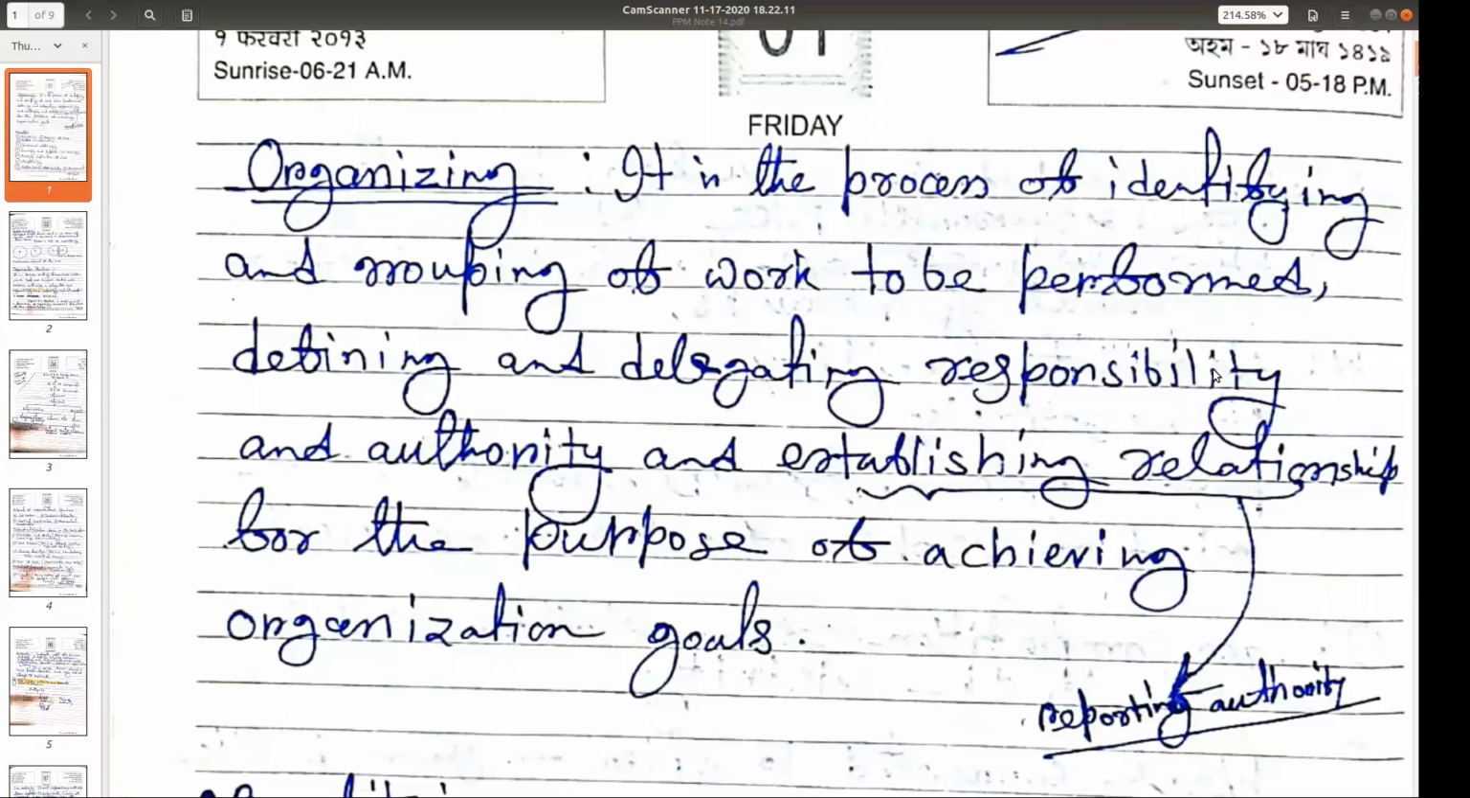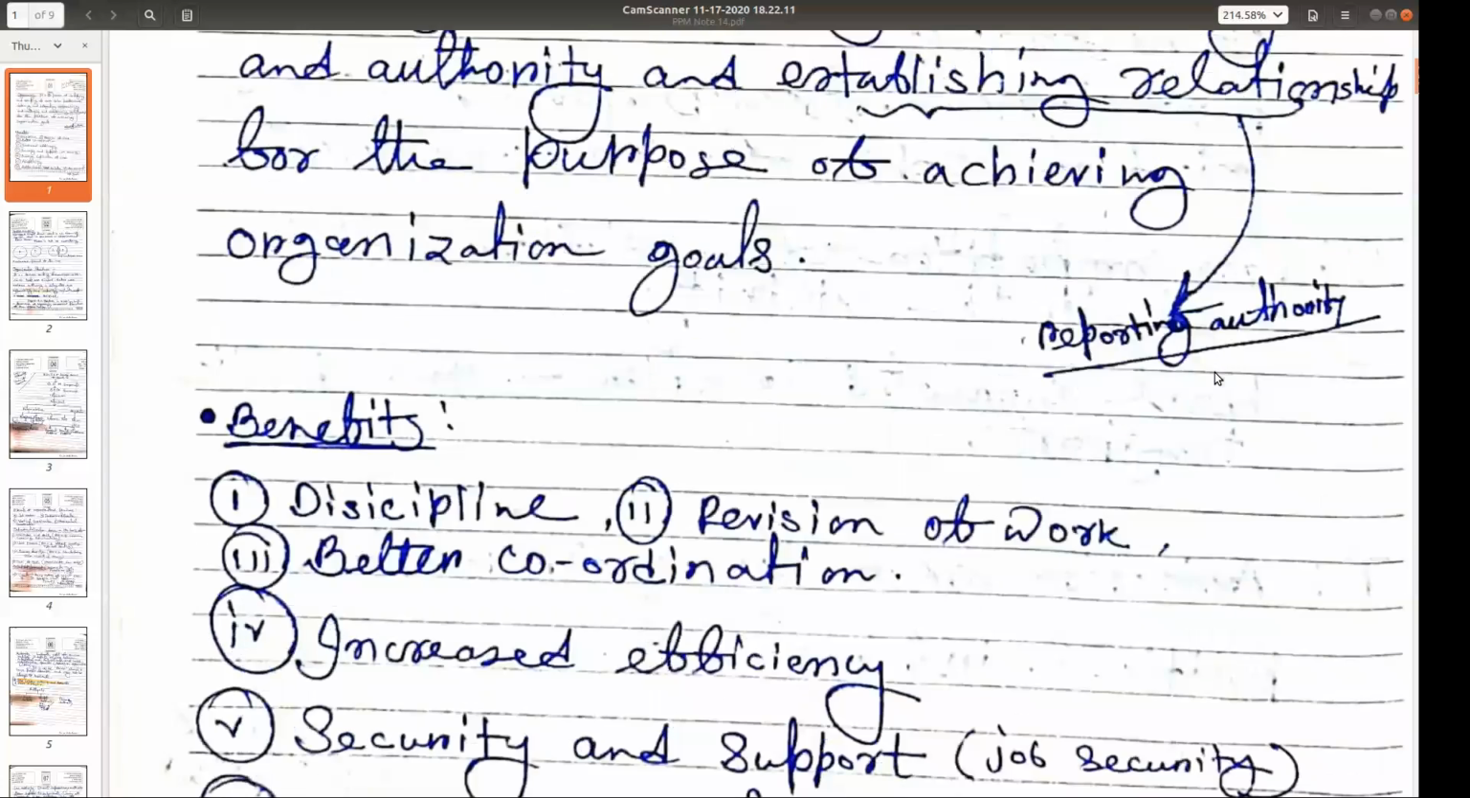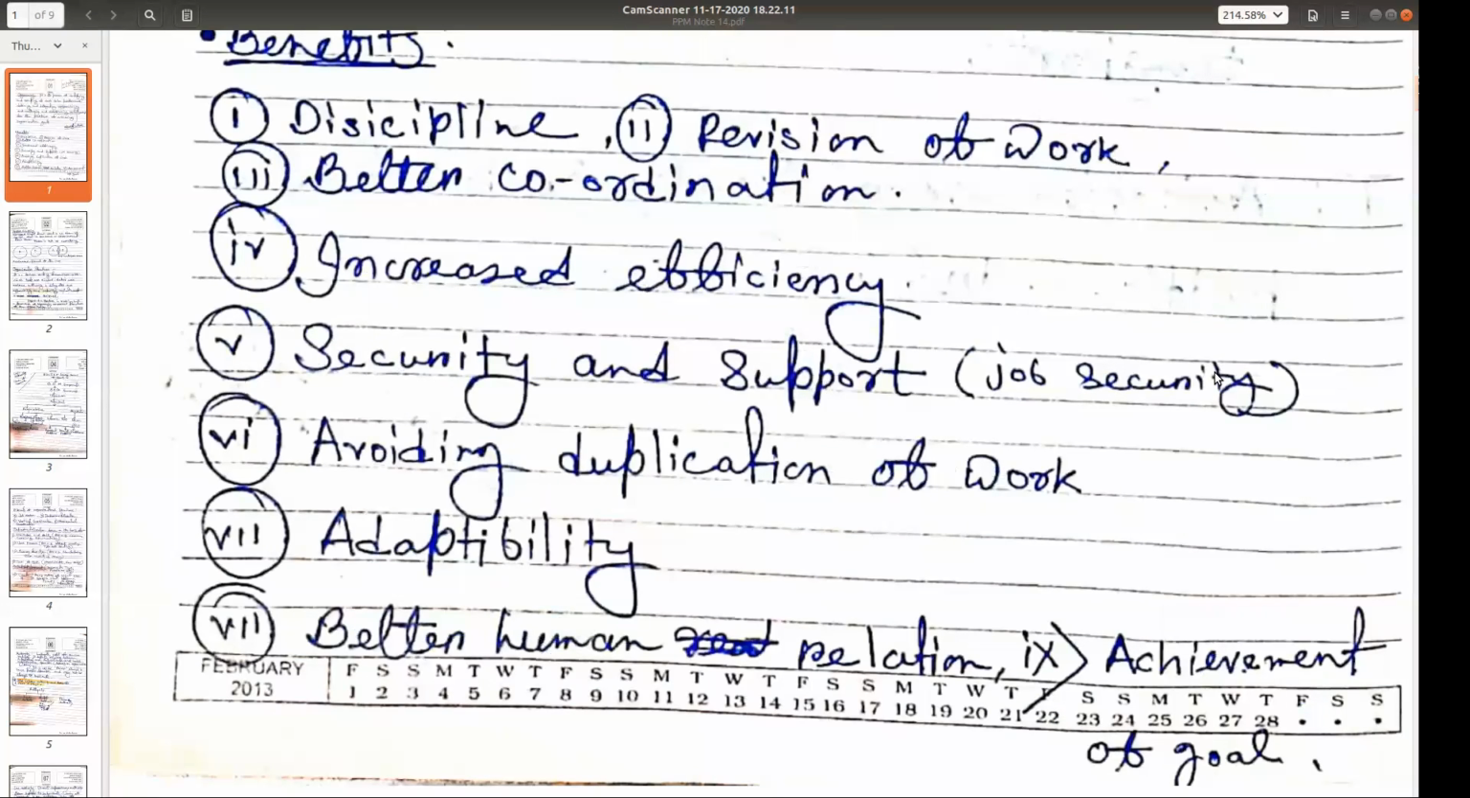Now the thing is, why we need to organize, I mean why it is important, why this particular step of organizing is needed in management. So that means, what are the benefits? Now there are lots of benefits. Like, at first you should have discipline in your job. Now, how you are achieving your job, you should have discipline. If you don't have the discipline, then you cannot achieve or accomplish that job. So discipline is important. Then revision of work is again important, because whatever you are doing, you need to revise it from time to time. So revision of work is important.